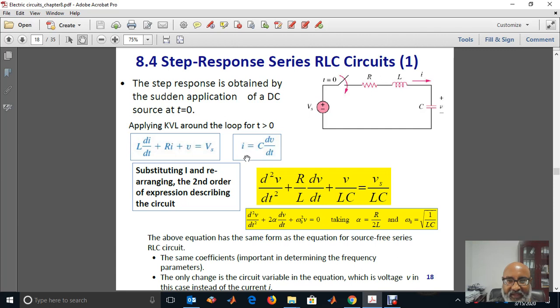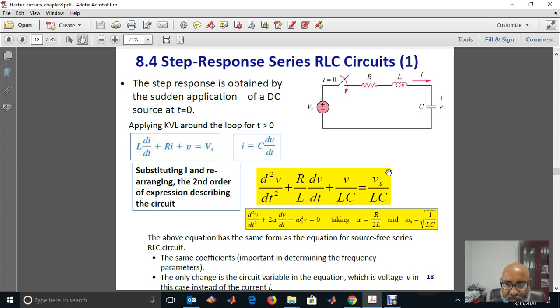But we know that the current I is C dV by dt. So we substitute this in this equation. When we substitute here, this will become a second derivative: LC times the second derivative of V by dt, plus R times C dV by dt plus V is equal to Vs. Then after rearranging, we get this equation: second derivative of V plus R over L dV by dt plus V over LC is equal to Vs, the source voltage, over LC.